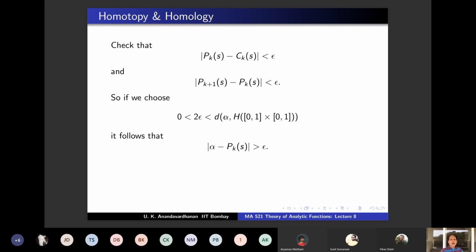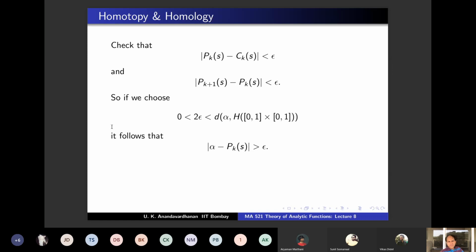So you will get the distance between alpha and cks. Cks is a point inside this, okay? So if this was less than or equal to epsilon, you will get the distance between alpha and ck to be less than or equal to 2 epsilon, which is not true. It is bigger than 2 epsilon. So the only way out is this. So this follows because of this 2 epsilon and triangle inequality together with this inequality that we have.